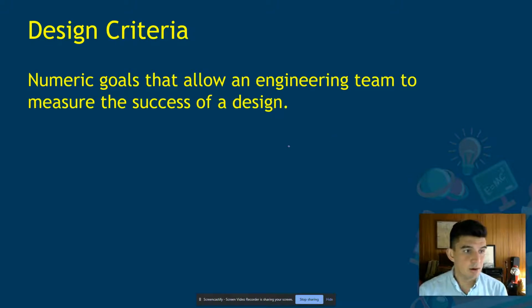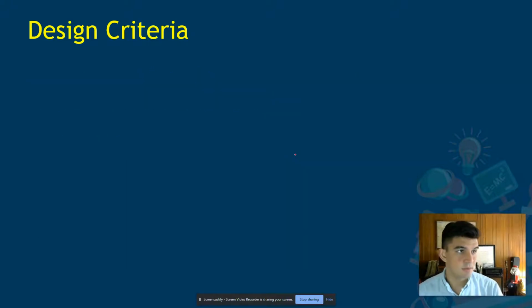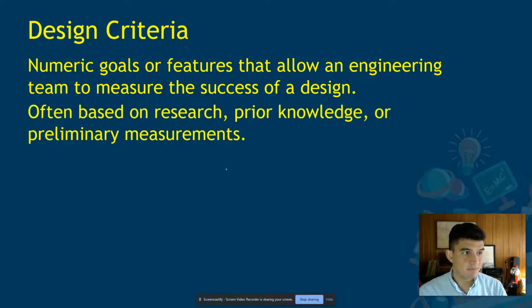Design criteria are numeric goals that allow an engineering team to measure the success of their design. Often, design criteria are numeric, they have units attached, they reduce ambiguity, and they use either less than, greater than, or between. Rarely, if ever, equals to. These are often based on research, prior knowledge, or preliminary measurements.